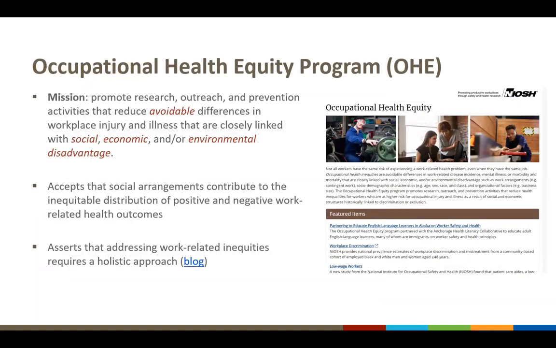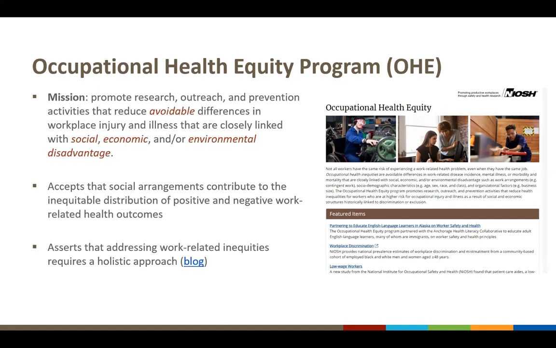Now, the Occupational Health Equity program that I coordinate, the mission of the program is to reduce avoidable differences in workplace injury and illness that are closely linked with social, economic, and/or environmental disadvantage. We call them avoidable differences because in the biopsychosocial model, we tend to focus on the social aspect and trying to bring a social perspective or a biosocial perspective to occupational safety and health.